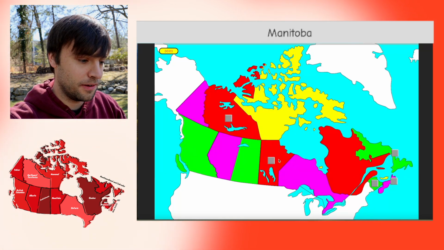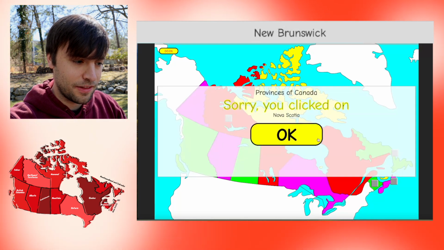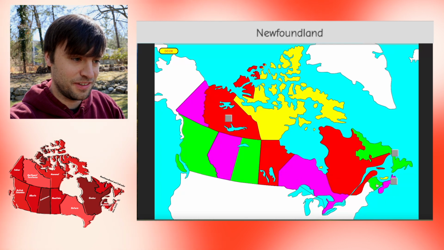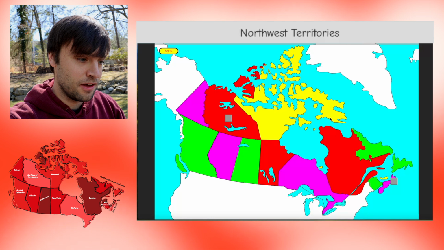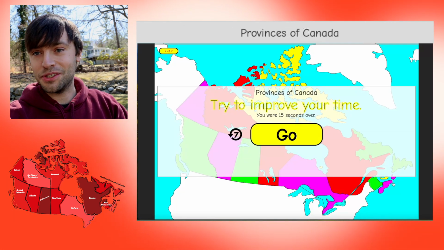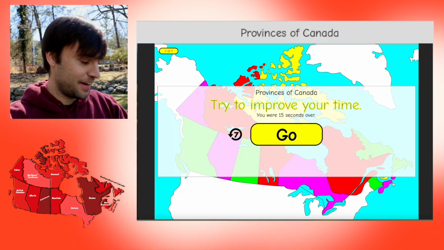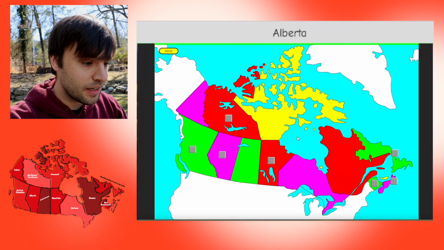All right, Manitoba, right here. New Brunswick, I think it's in the corner here. That's Nova Scotia. This has to be New Brunswick. Newfoundland is here. Northwest Territories and Nova Scotia. So my time was over and I butchered it. So we're going to have to start again. But we're going to practice and we're going to do a little better this time.